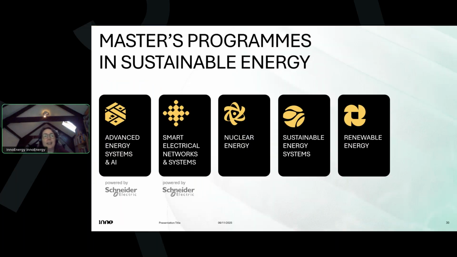And when I say our programs, as part of InnoEnergy Masters Plus, we offer 5 programs in sustainable energy, advanced energy systems and AI, smart electrical networks and systems. Both of these programs are actually supported specifically by Schneider Electric. They're very happy to work with our students and graduates, all of them, but especially from these programs. We have a program on nuclear energy, a program on sustainable energy systems, and a program on renewable energy.